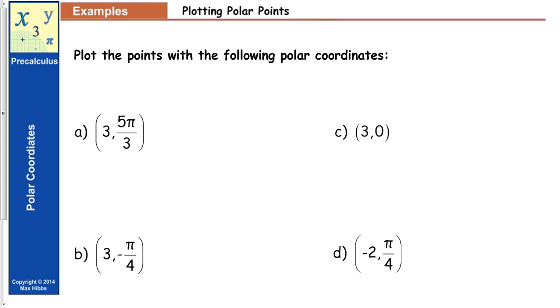Okay, we're going to breeze through these. We're to plot the points with the following polar coordinates. So let's look at A part. R is 3 and theta is 5 pi over 3.